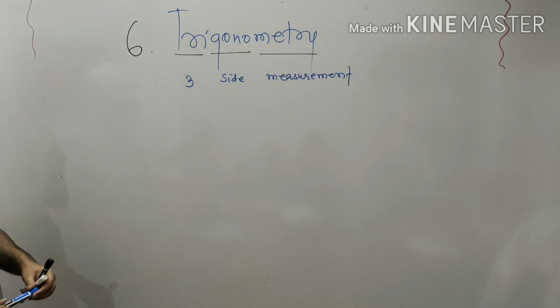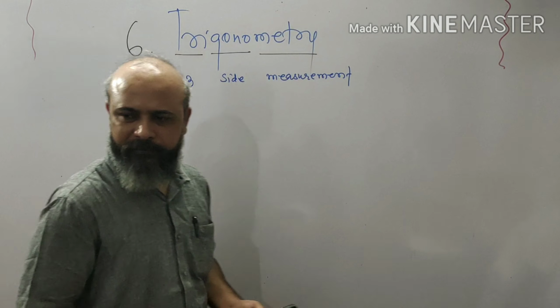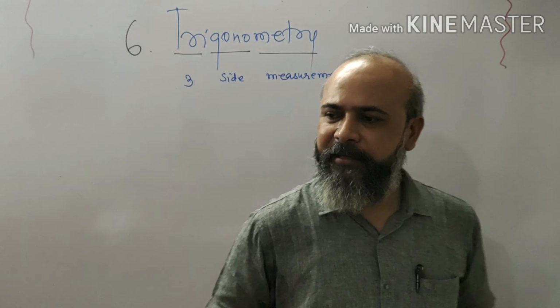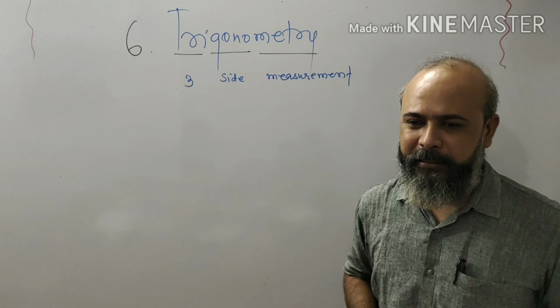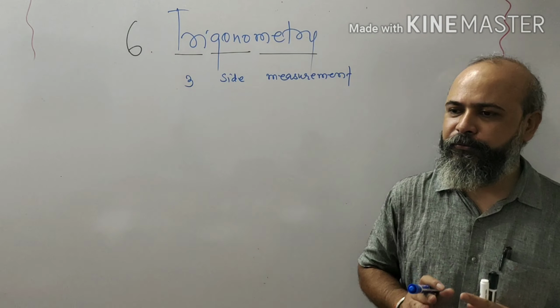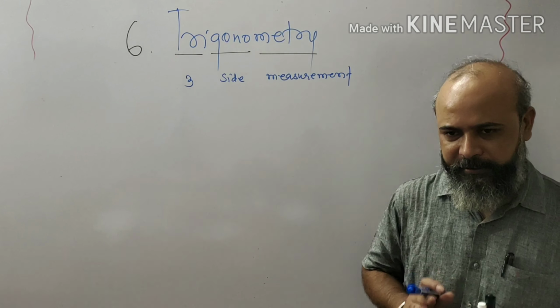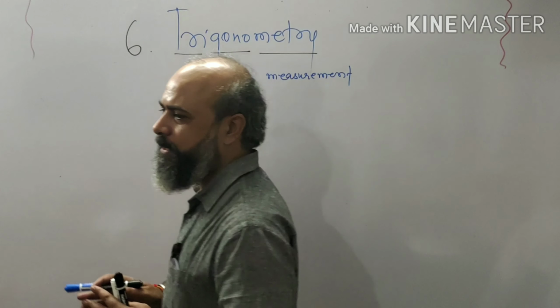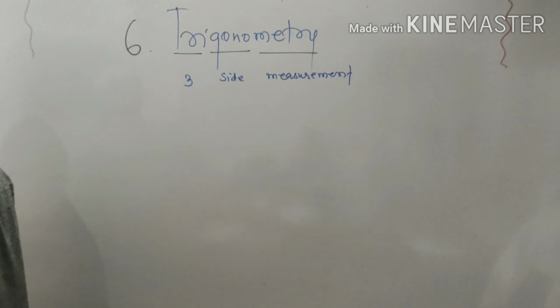Now student, what is trigonometry? Tri means three, gono means side, metry means measurement. It means the measurement of the three sides of a triangle is called trigonometry. Clear?